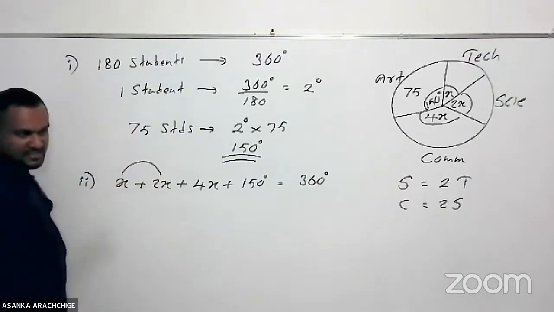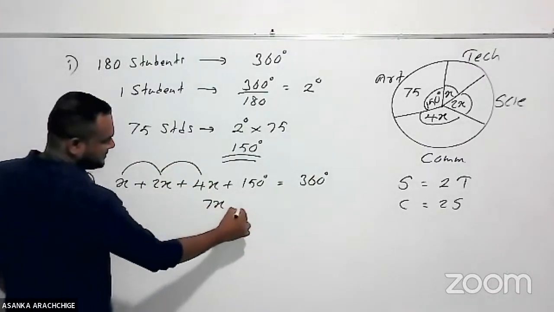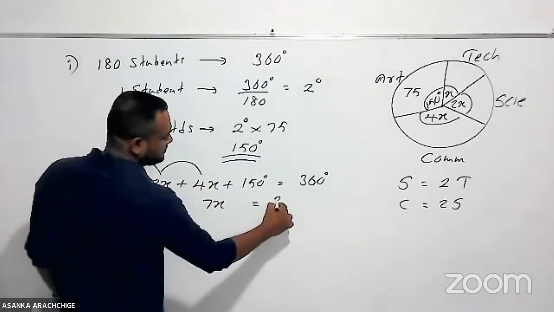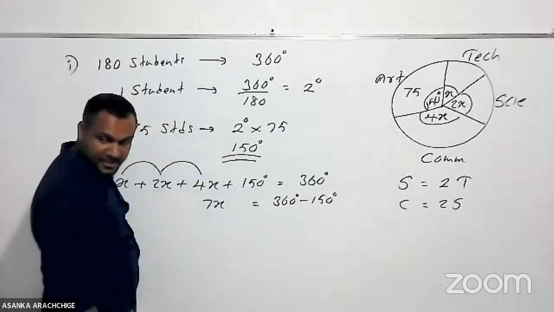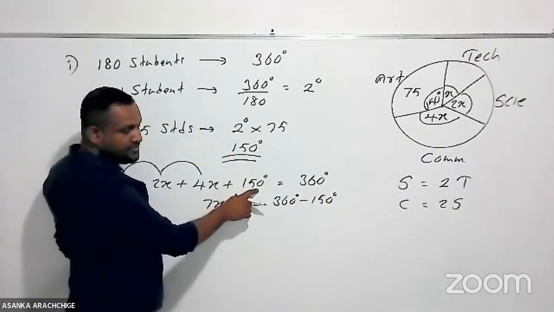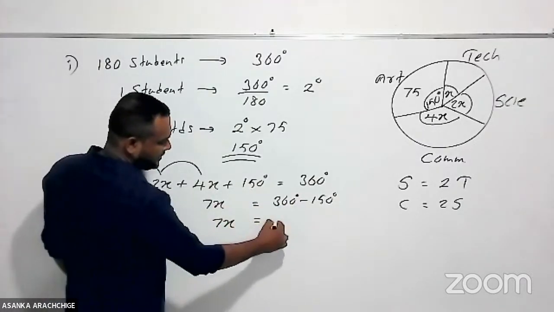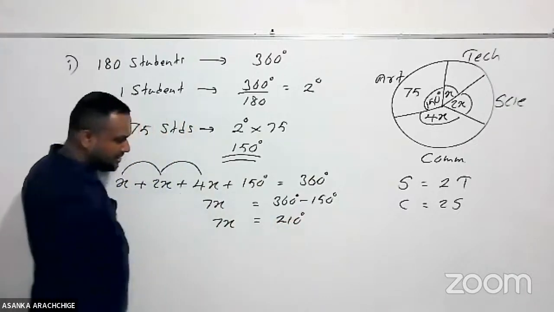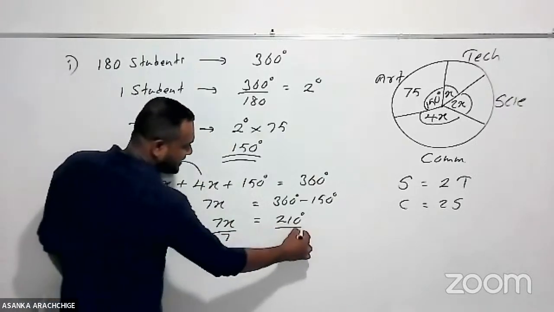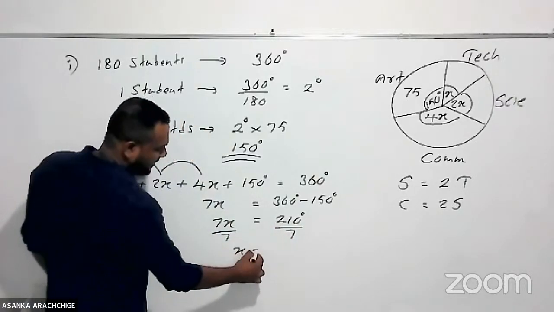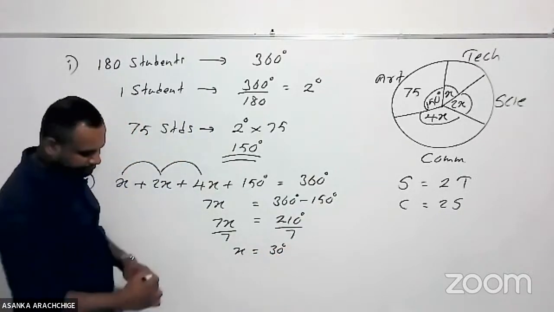x plus 2x, 3x, 3x plus 4x, 7x is equal to 360 minus 150. I have taken 150 to the other side as minus 150. Therefore, 7x is equal to 210. Divide both sides by 7. So you can get that x is equal to 30 degrees.